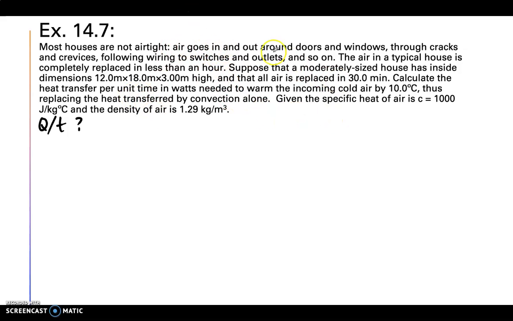So first, let me take this time and convert it into seconds. So there's 60 seconds in a minute. So our time is 1800 seconds. Okay.